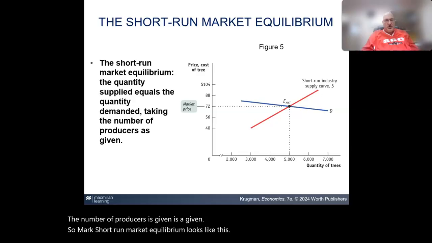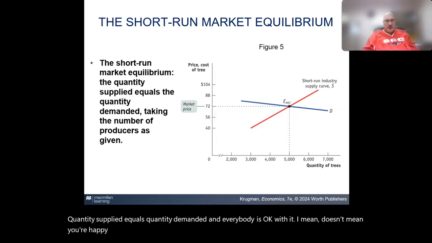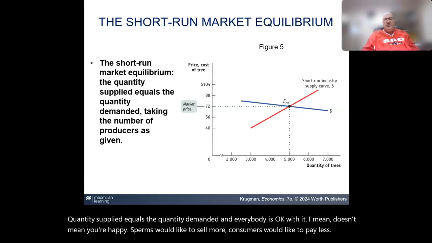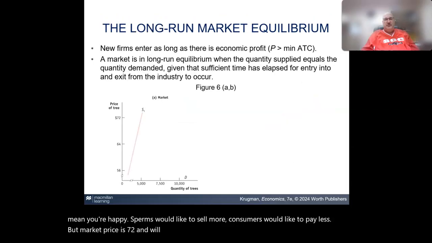So short run market equilibrium looks like this. Quantity supplied equals quantity demanded, and everybody is okay with it. I mean, it doesn't mean you're happy. Firms would like to sell more, consumers would like to pay less. But the market price is 72 and we'll sell 5,000.